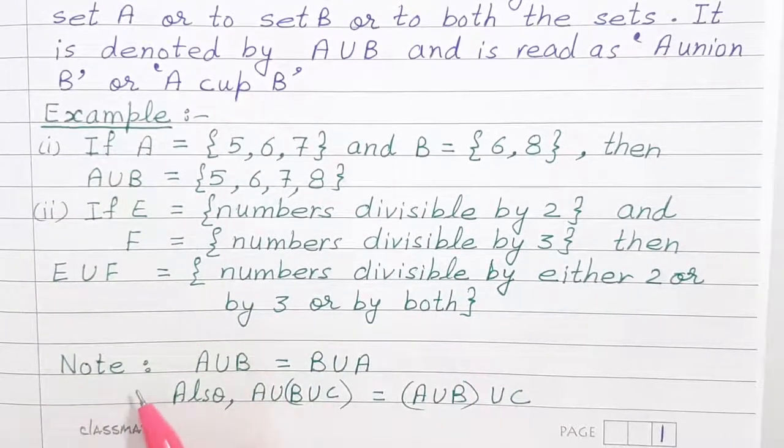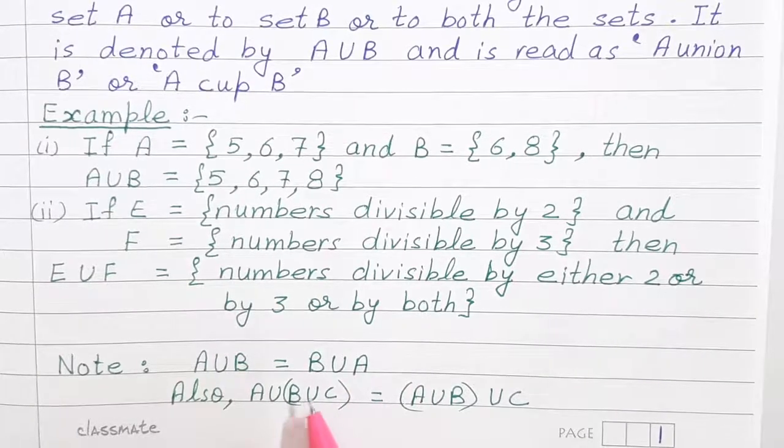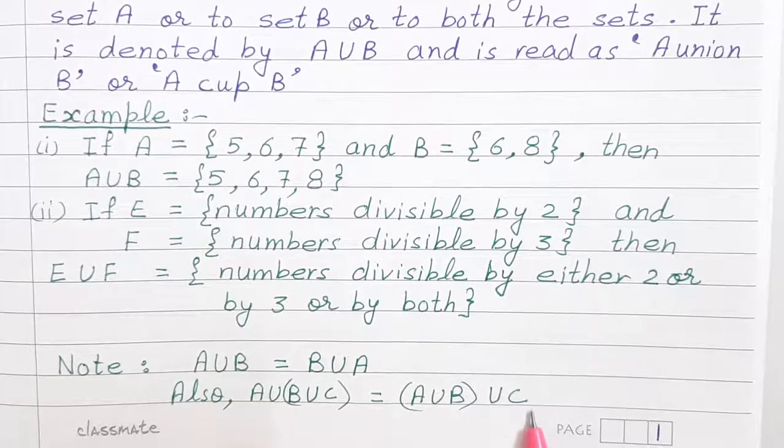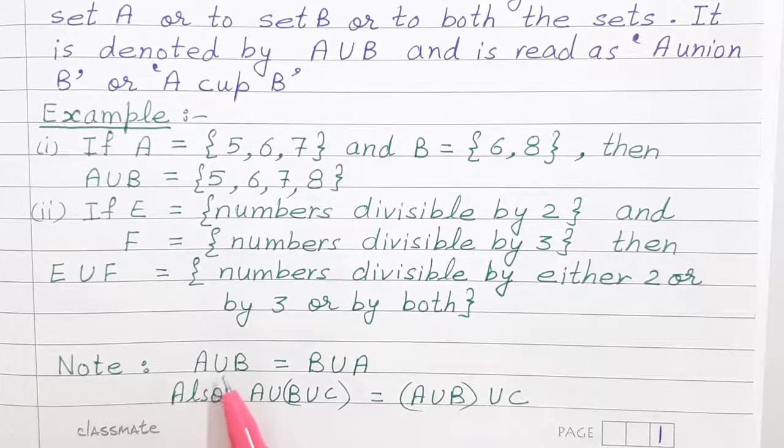So note one very important point here. A ∪ B is equal to B ∪ A. It's one and the same thing. Similarly, A ∪ B ∪ C is equal to (A ∪ B) ∪ C. So if you are combining two sets or more than two sets, the result is always the same. We can write the elements in any order also, right?